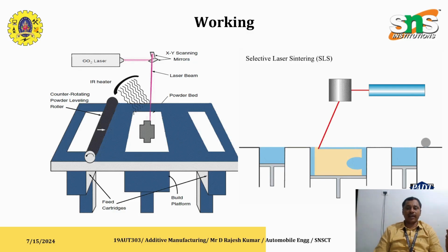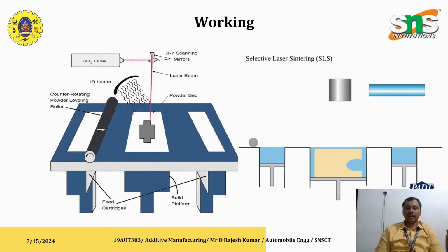The main components in this process are the CO2 laser, and the second thing is the mirrors, which are used to focus the laser beam onto the specified areas on the work table. So the laser is used to scan and used to melt the metallic powder. The table has two kinds of things. One is the supply powder and another one is the collector bin.